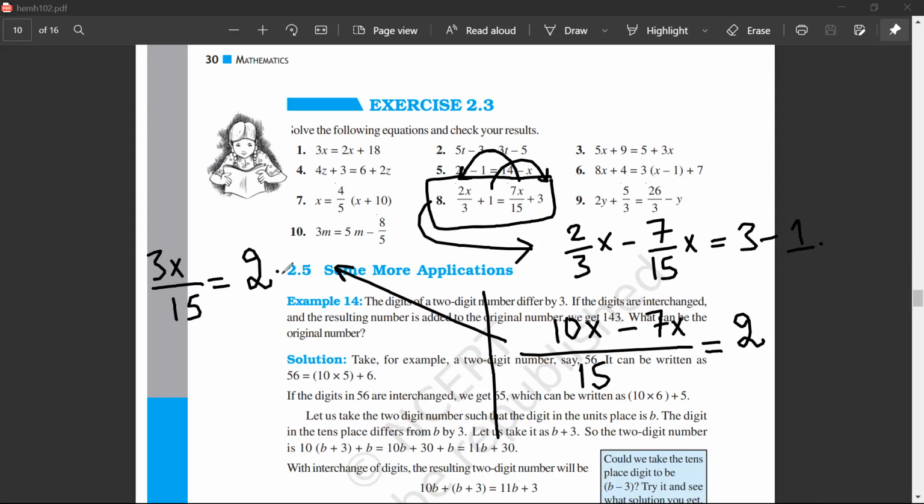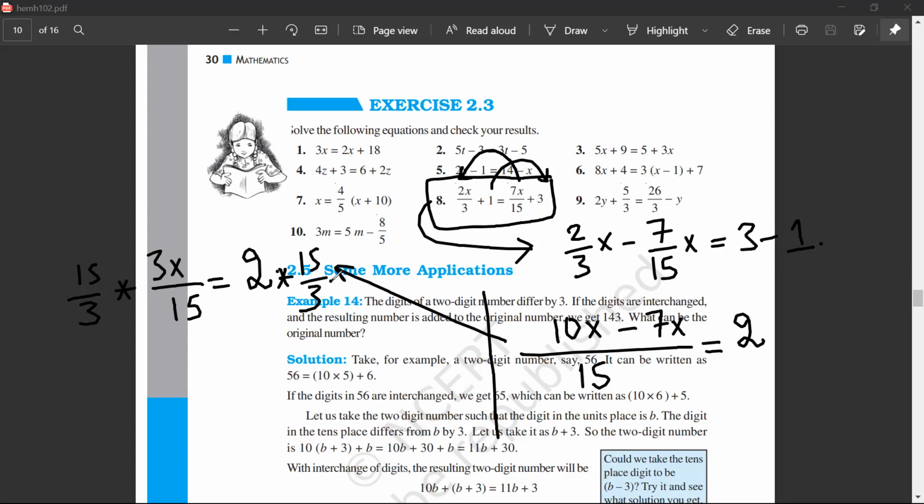Sarthak, is it okay? Yes, sir. What should I do next? Multiply both sides by 15. Or should I multiply both sides by 15 by 3? Yes, sir.